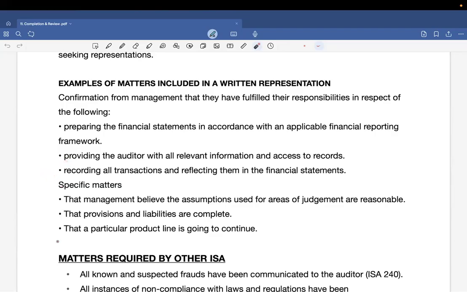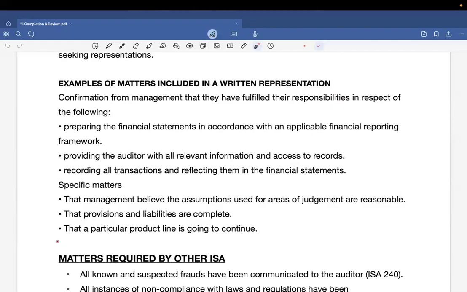There could be specific matters also. There could be management judgment. So, for example, IAS 40 requires to revalue the assets on a regular basis, right? And if the client hasn't done that, where do we get the values from? So in that case, it is the client's assumptions and judgments. So we are going to get the written representation about the same from the management.